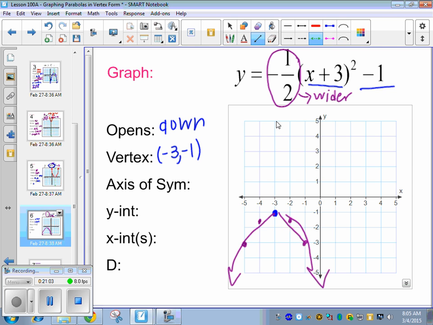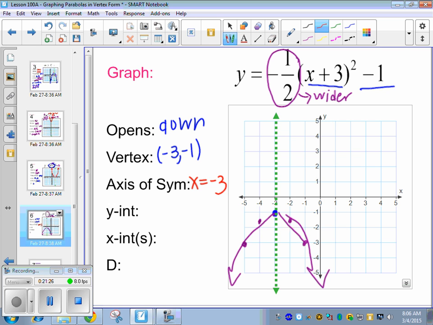Okay, drawing your axis of symmetry. So Kevin, what's the equation of the axis of symmetry? X equals... Good. X equals -3. Okay. Probably going to have a y-intercept. Hard for me to tell exactly what it is. So we're going to have to find it.